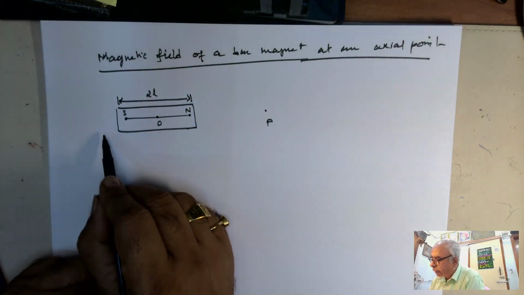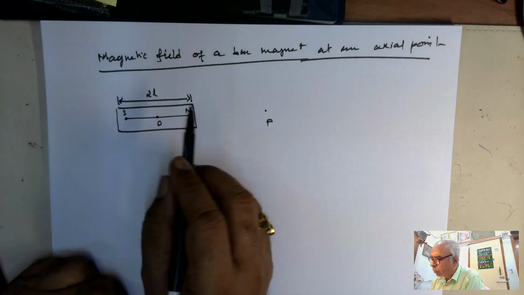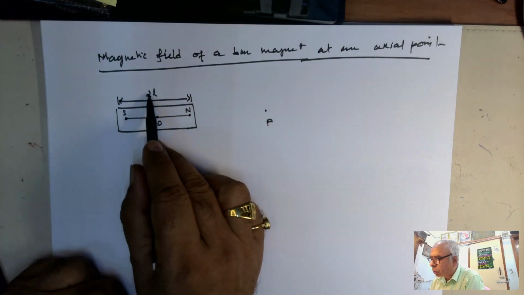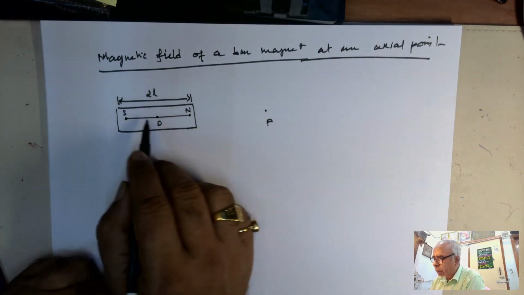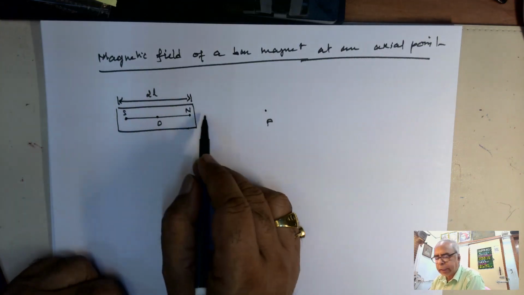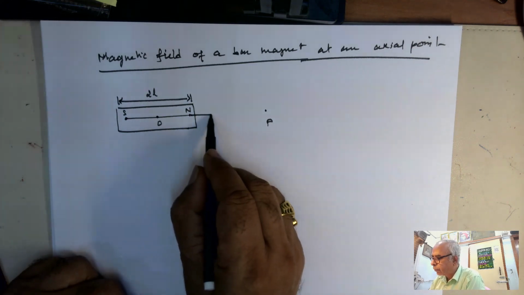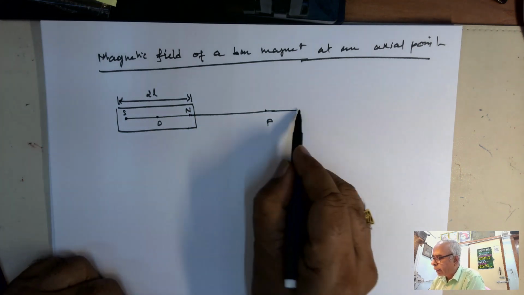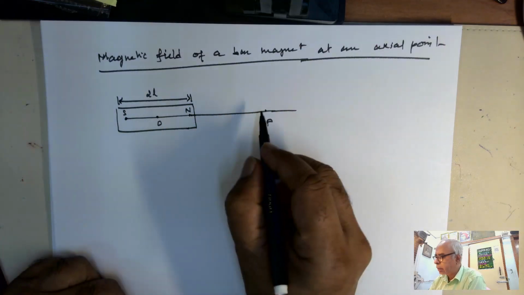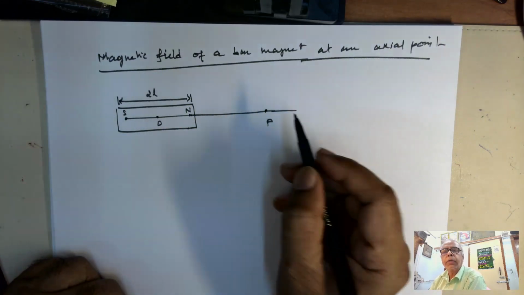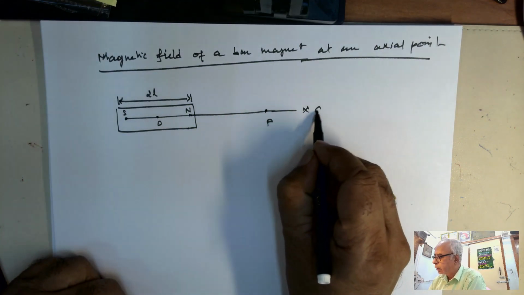So this is the bar magnet. You've got north pole, south pole, and the distance between these two poles, 2L. O is the center, NS is the magnetic axis, and along this axis you have kept a point where the magnetic field of the magnet is influenced. So this is the x-axis.